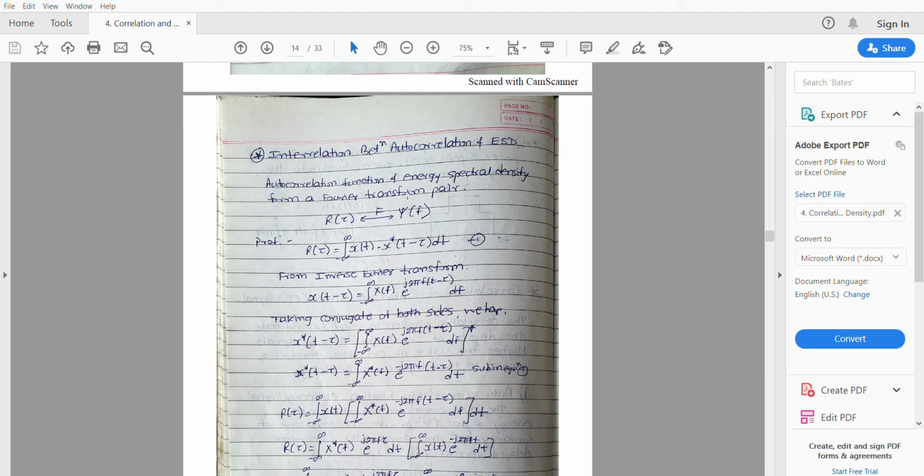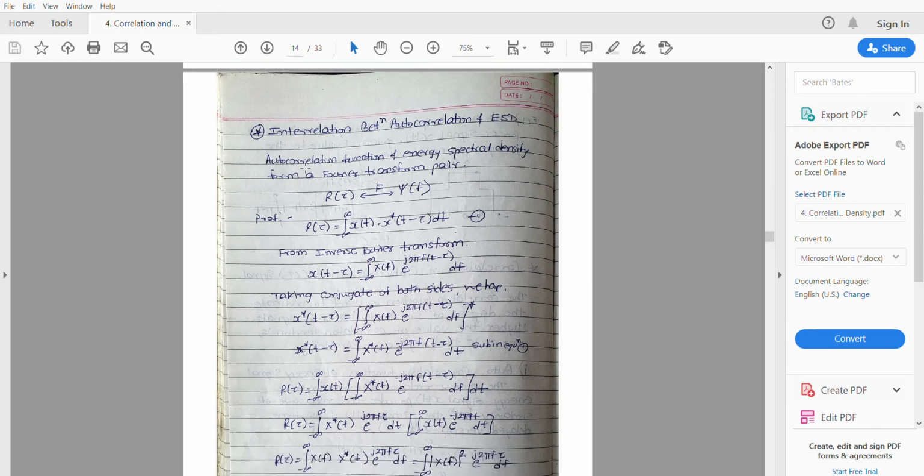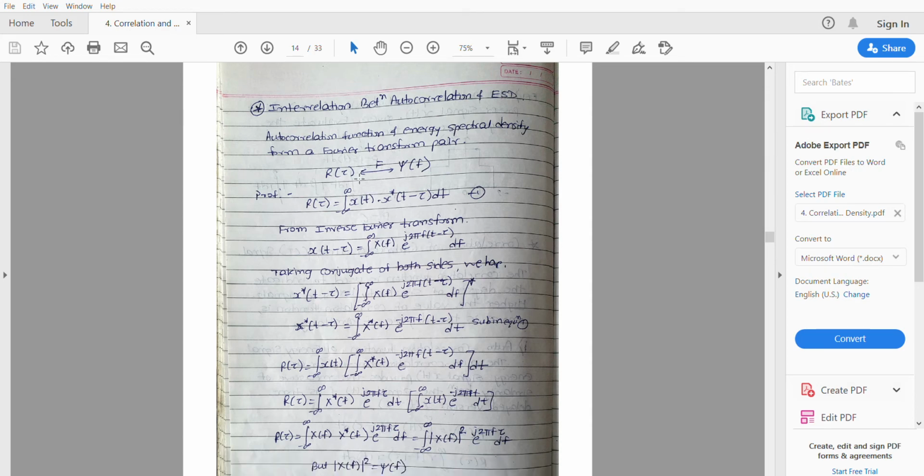As in the previous video we saw what we mean by ESD. ESD is indicated by the symbol psi of f. In the ESD topic we saw the properties of the ESD. In that property we already saw that the autocorrelation function and the ESD are a Fourier transform pair. So the autocorrelation function and energy spectral density form a Fourier transform pair. This property we try to prove here.